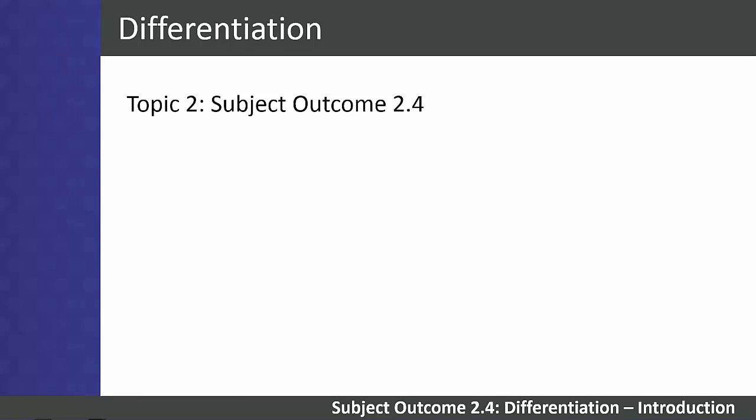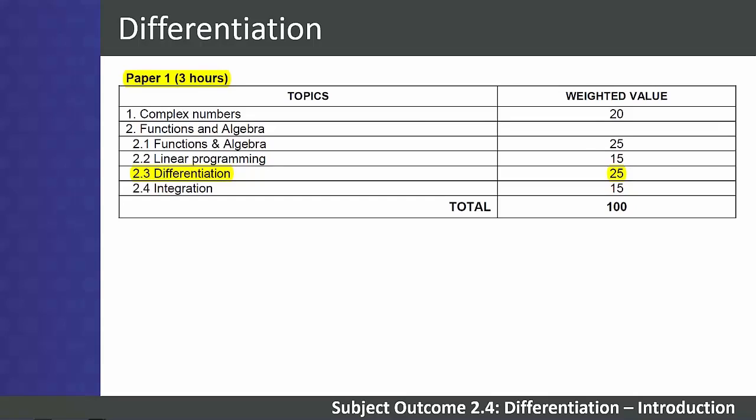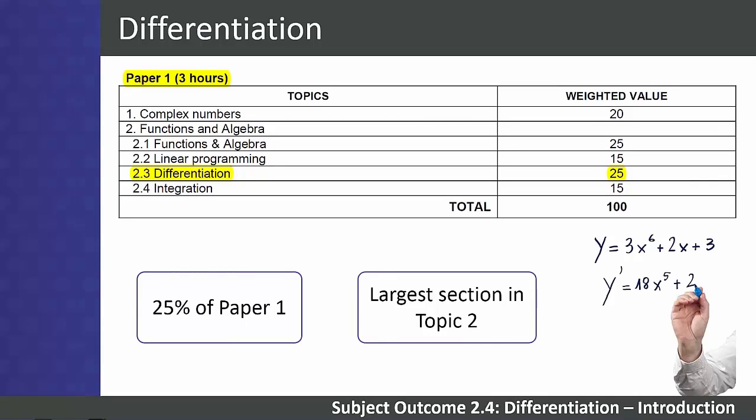Differentiation is under Subject Outcome 2.4 in the curriculum as instantaneous rate of change. This section is tested in Paper 1 of the end-of-year examination and makes up 25% of the marks for this paper. It is the largest section of Topic 2. Students begin studying calculus, including differentiation, in Level 3, so some of the learning outcomes will be revision. Before we begin, let's watch an introductory video on differentiation.